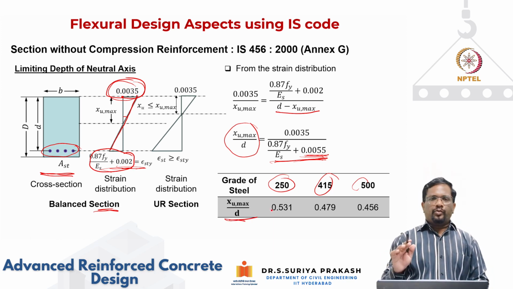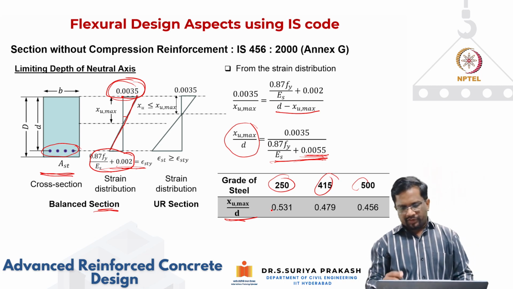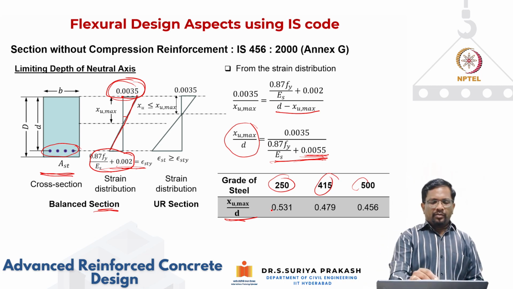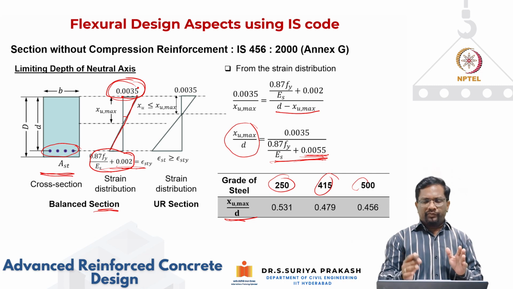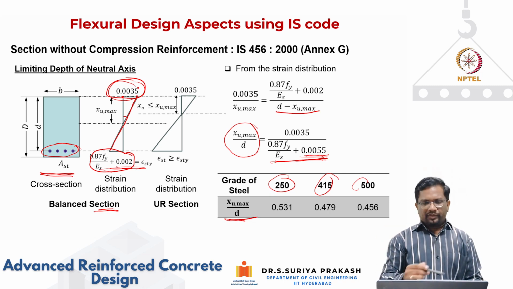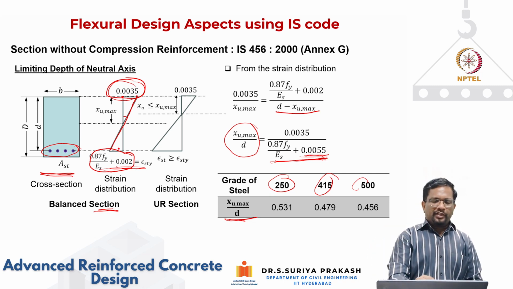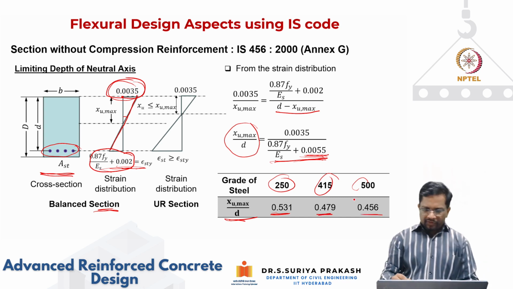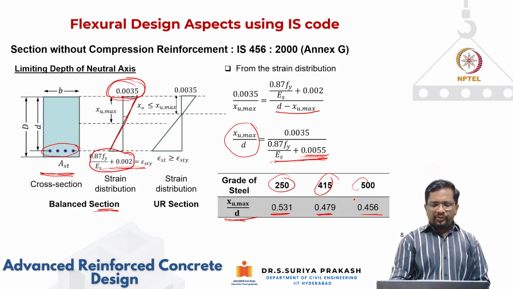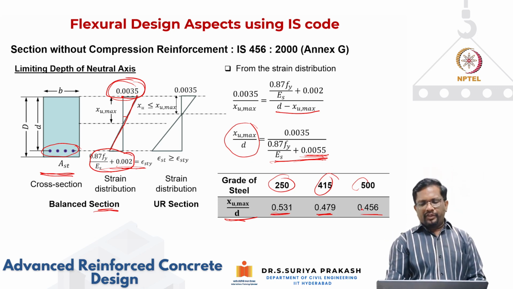It has nothing to do with what grade of concrete you're using in your section, because it is defined by strain conditions. For concrete strain at failure, for any grade of concrete up to M40, or as per IS 456 up to M55, we use only 0.0035. So it's not going to change. Similarly, the yield strain is a function of only the grade of steel. So when you plug in for different fy, you can get different values for your Xu max by d. You can see that the Xu max by d values are reducing as your grade of steel is increasing.